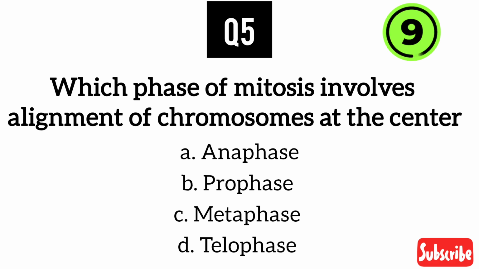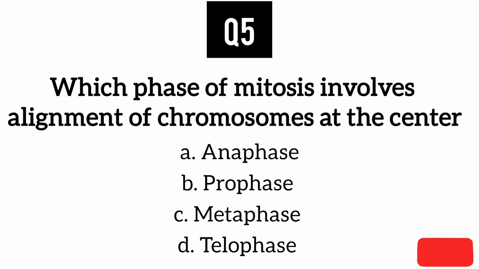Question 5. Which phase of mitosis involves alignment of chromosomes at the center? A. Anaphase, B. Prophase, C. Metaphase, D. Telophase. So the correct answer is metaphase. In metaphase, chromosomes align at the cell's equator before being separated.